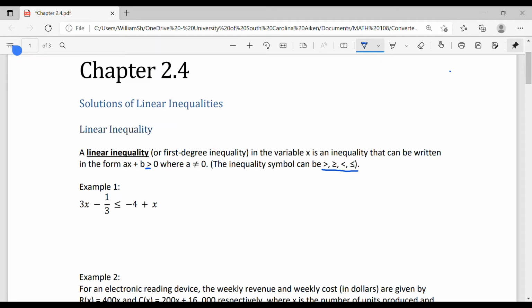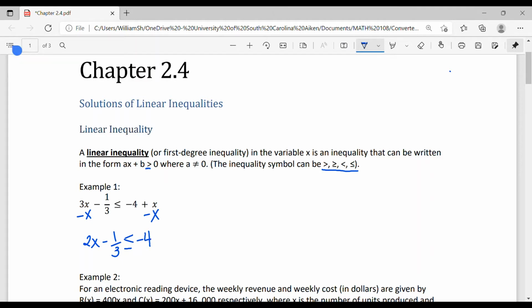Now in our first example, we have 3x minus 1/3 is less than or equal to negative 4 plus x. And we want to solve for x. Now what I'm going to do first is move the smaller x, just like I would if I was solving a regular equation. So I'm going to subtract x from both sides. This one will cancel. I'll be left with 2x minus 1/3 is less than or equal to negative 4.